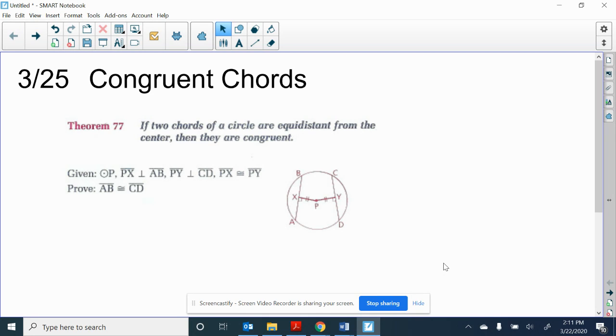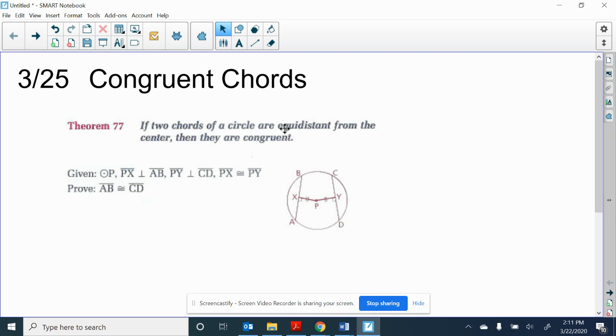Okay, so remember, a chord is any segment that goes from one endpoint on a circle to another endpoint on the circle. A diameter is a chord, of course. It's the longest chord that you can draw in a circle. So theorem 77 says that if two chords of a circle are equidistant from the center, then they are congruent.